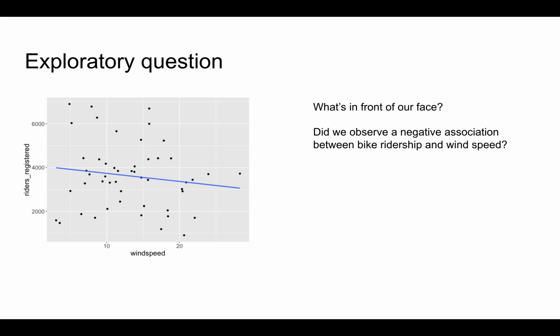For example, we might ask, did we observe a negative association between bike ridership and wind speed? Well, the answer is yes. Our model trend line here exhibits a downward-facing slope. It is what it is.